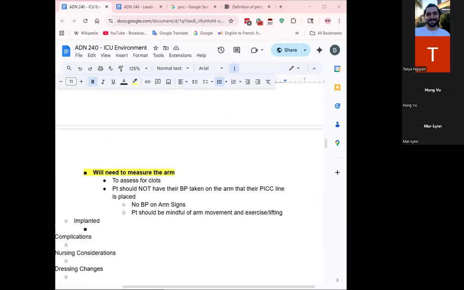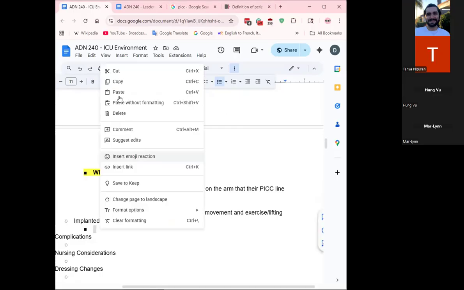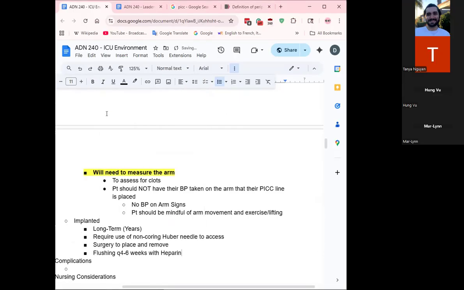The implanted one, this one I'll just kind of talk about. This is like the port. This one is going to be for long term, for multiple years, a lot of times used for chemotherapy, and you're going to need a special needle to access it. That access lasts for a certain amount of time, and you're going to need to flush it with heparin. Less focus on this one for the test.